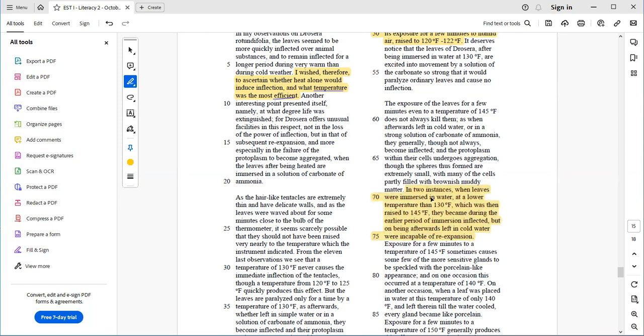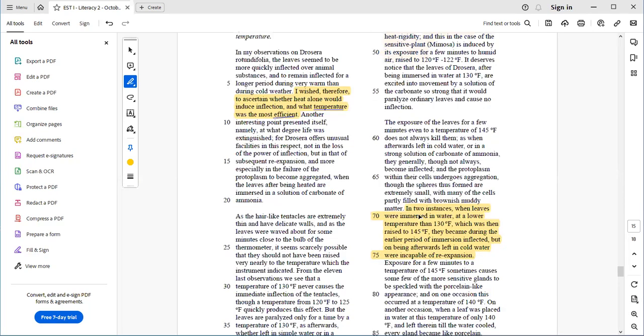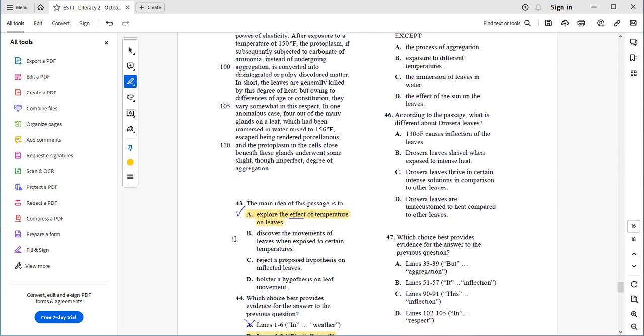Okay. Here he said, as we said, this is not the right answer. He said, in two instances, when leaves were immersed in water at a lower temperature than 130 degrees Fahrenheit, which was then raised to 145 degrees Fahrenheit, they became, during the earlier period of immersion, inflected, but on being afterwards left in cold water were incapable of re-expansion. So he said that in the beginning they moved, after that they didn't.